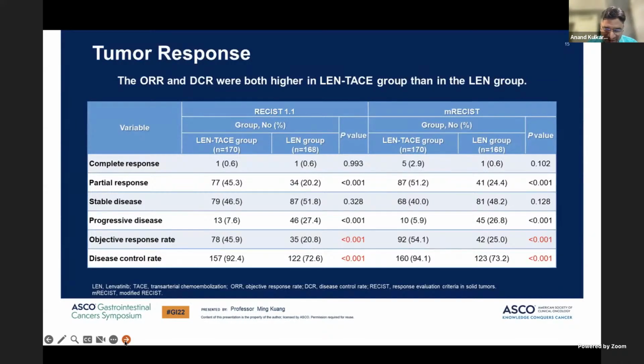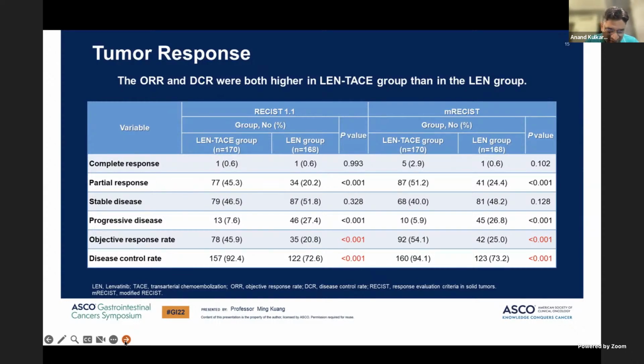Complete response: the problem with these tyrosine kinase inhibitors is that achieving a complete response is quite difficult unless you combine them with some other locoregional therapy. When combined with locoregional therapy, probably we'll see more complete response in these individuals. In this study, partial response was better with the len-TACE group compared to lenvatinib alone. Stable disease was similar. Progressive disease was more in patients who received lenvatinib alone.